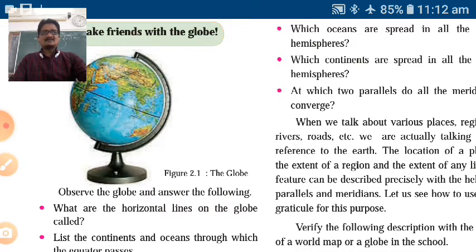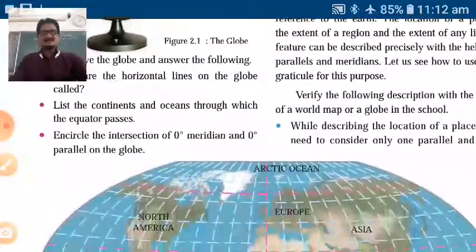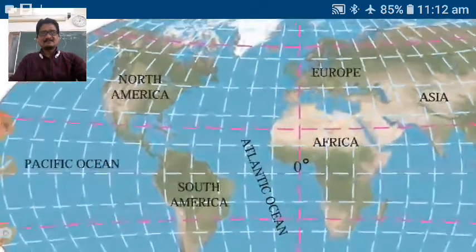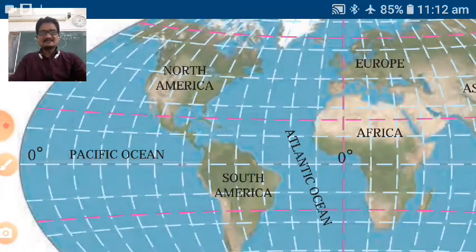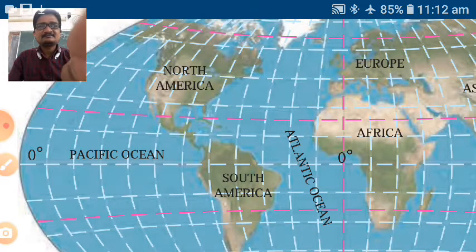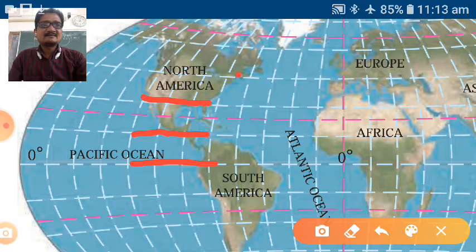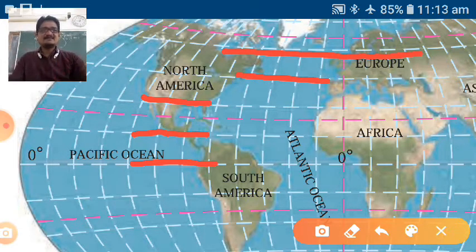What are the horizontal lines on the globe called? Horizontal lines means these horizontal lines, आडव्या रेषा. These lines. These horizontal lines are called what?